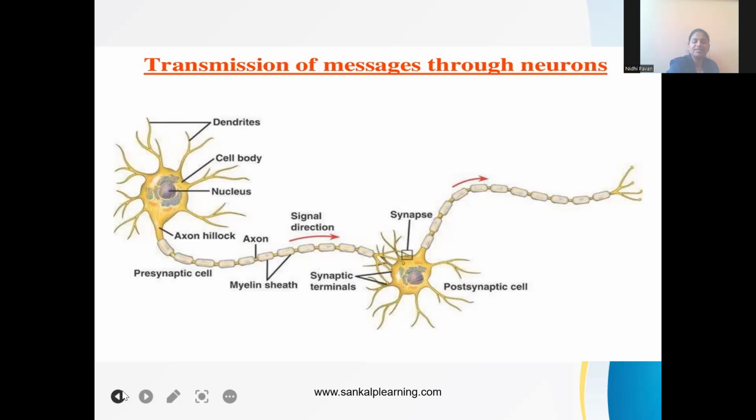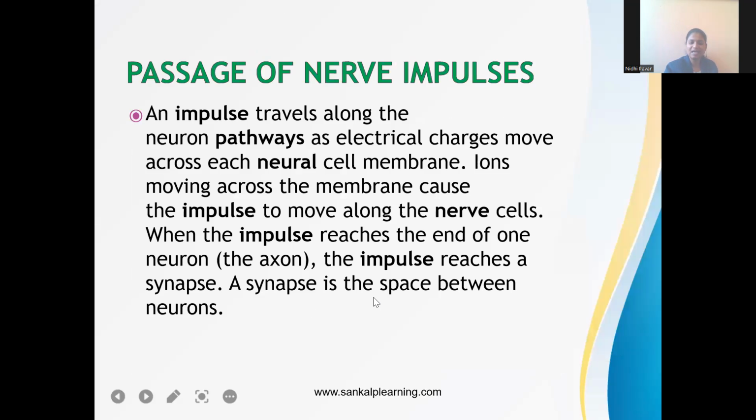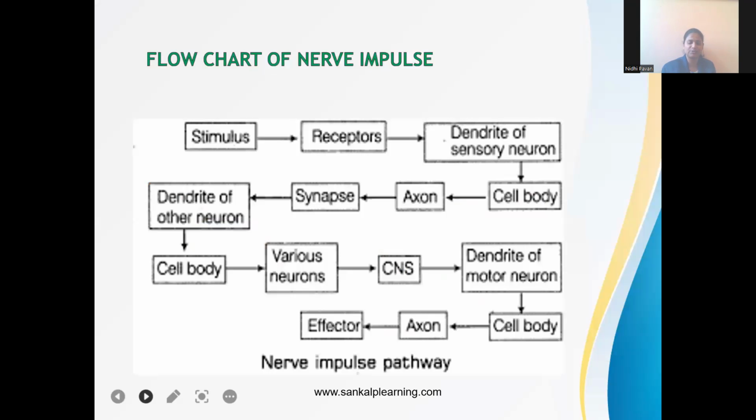So when the electrical impulses are forming, they will come here, they will pass through the cell body, and then they will come to the junction between two neurons, which is called the synapse. A synapse is the space between neurons. Let us see how the nerve impulse is transported.